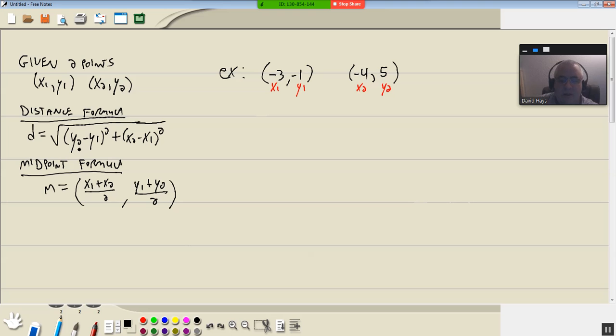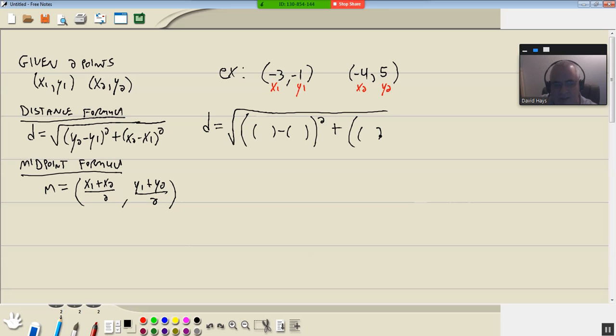Now I'm going to go to my distance formula, and I'm going to go through and replace all my variables with sets of parentheses. And the parentheses that are already there, I'm making them a little bit bigger. These parentheses are necessary if you mess up on signs. If you don't mess up on signs, it's not as critical. Okay, so all I did is it looks exactly like this. I just replaced the variables with sets of parentheses. Now y2 is 5, y1 is negative 1, x2 is negative 4, and x1 is negative 3.